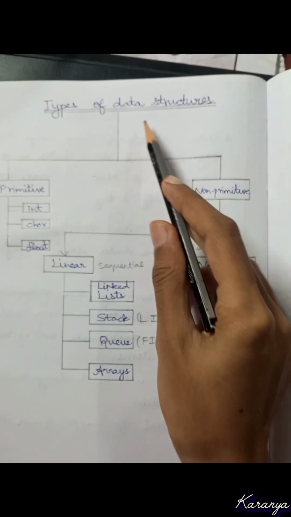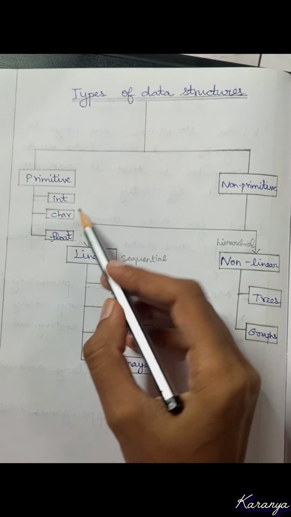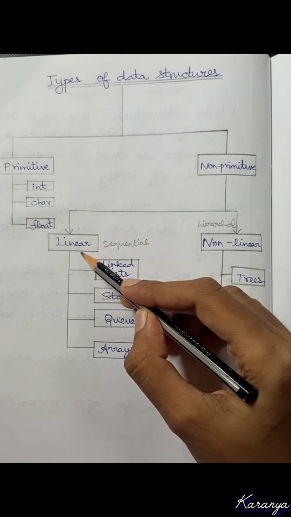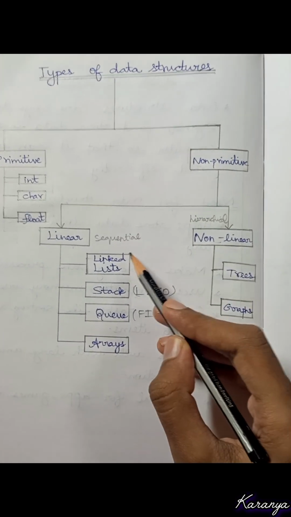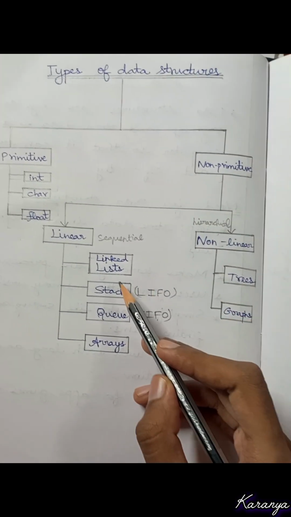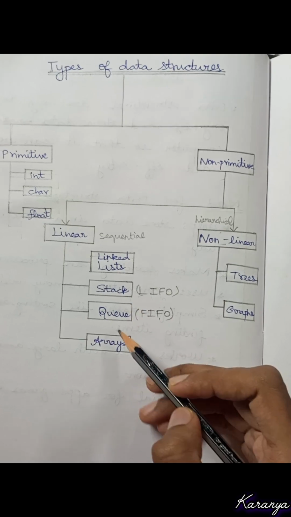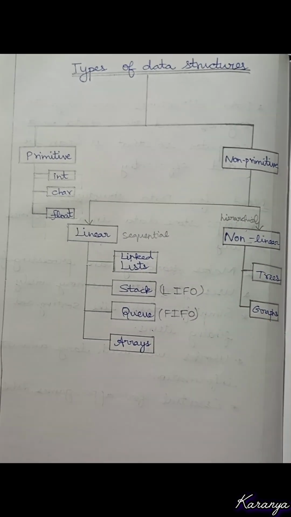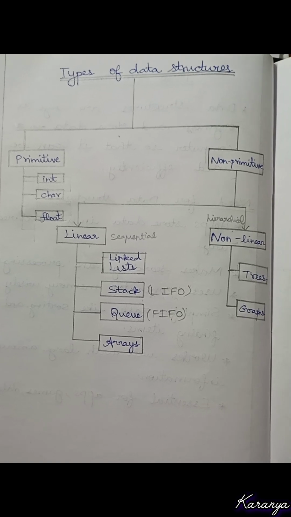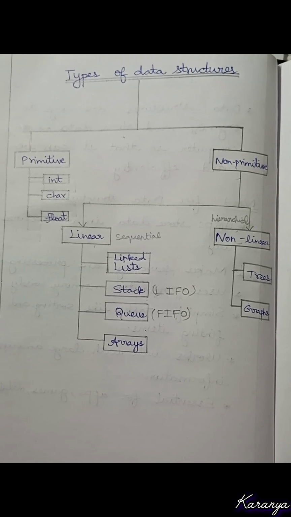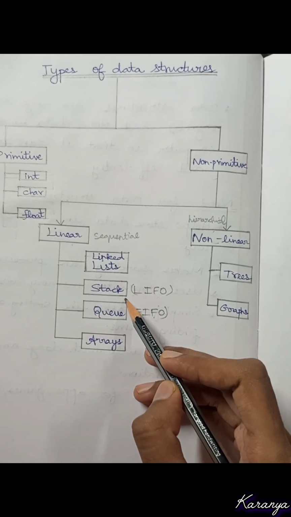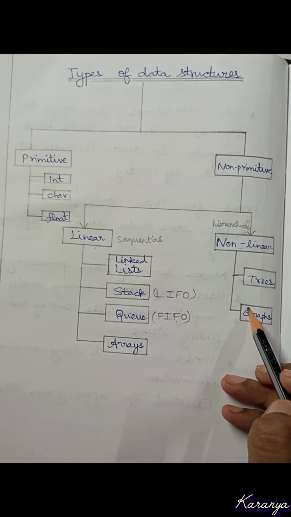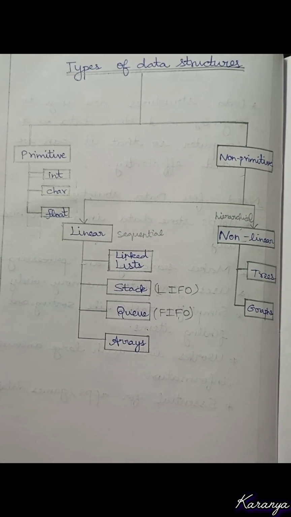The types of data structures are primitive and non-primitive. Primitive is divided into int, char, and float types, and non-primitive is again divided into linear and non-linear types. Linear type is a type where the data elements are arranged in a sequential manner, and in a non-linear type, the data elements are arranged in a hierarchical manner. Linear data structures are again divided into linked list, stack, queue, and arrays, and non-linear types are divided into trees and graphs. Let us see what they are.